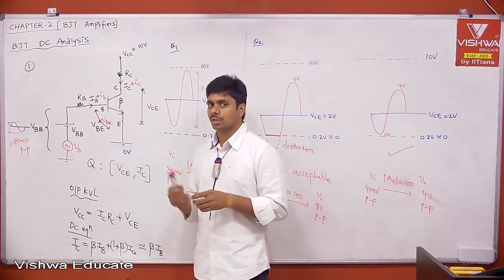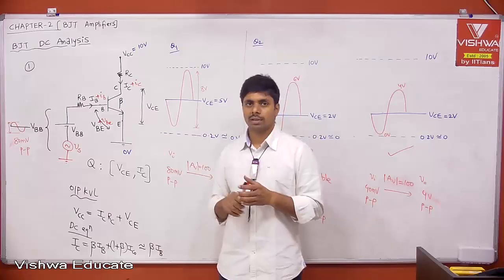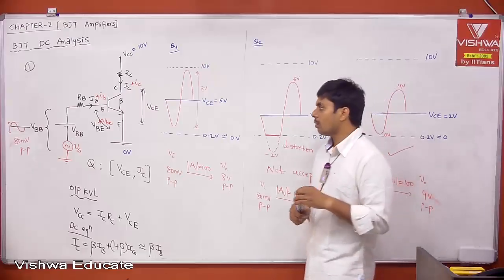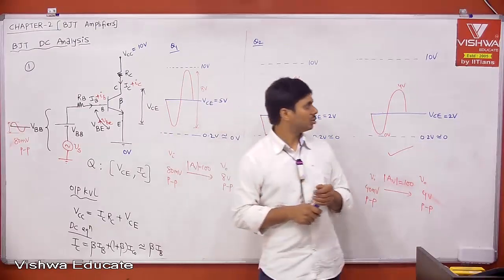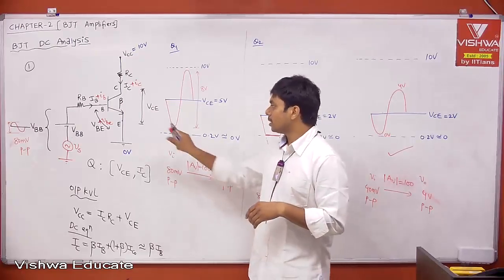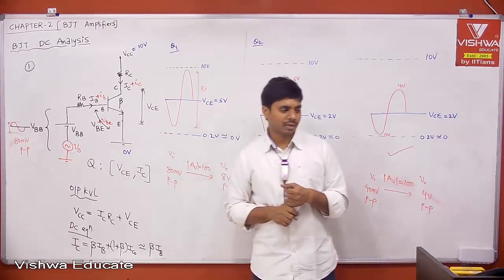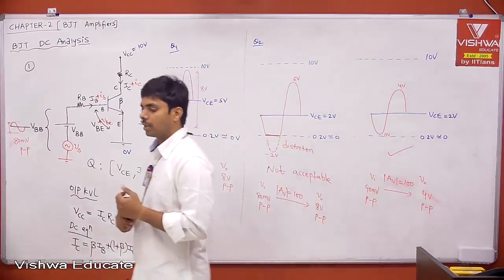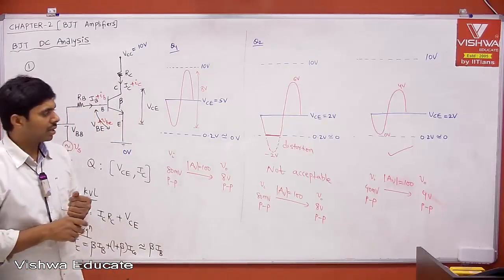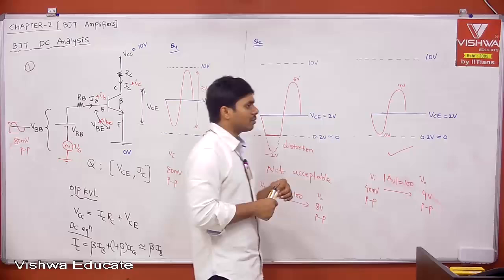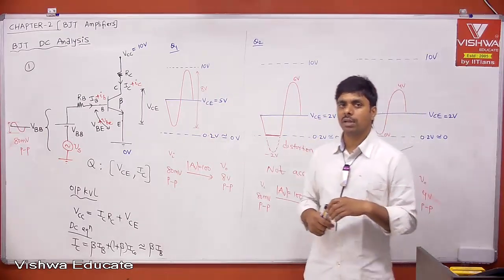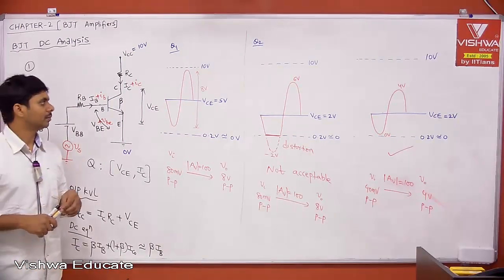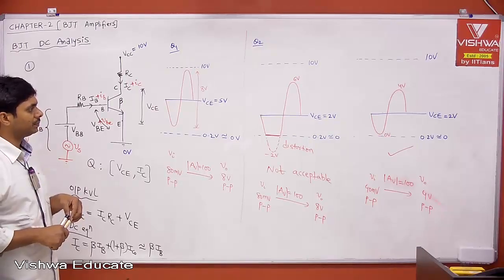Where, write down continuation, where the required VCE is greater than or equal to 0.2, to keep the transistor in active region.